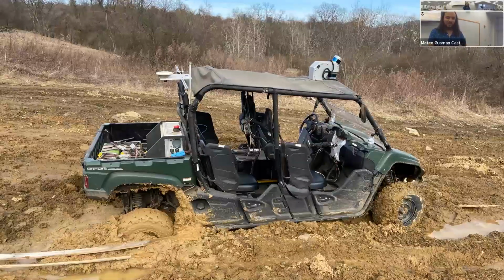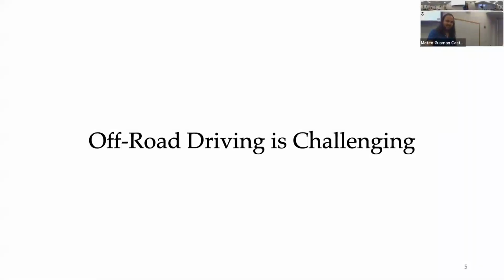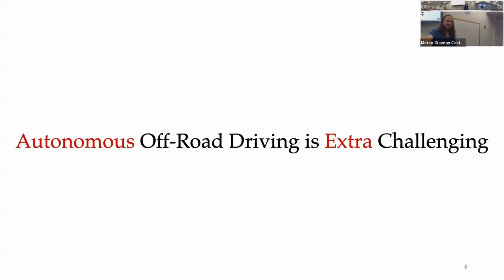I just could not discern muddy parts where we could drive over versus muddy parts that were just way too deep, way too sticky. All that is to say that off-road driving is quite challenging, even without being autonomous. But when you put the autonomous part in it, it becomes extra challenging. So this is the overall theme of this talk: off-road autonomous driving.